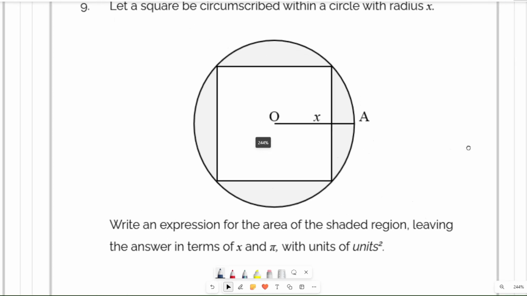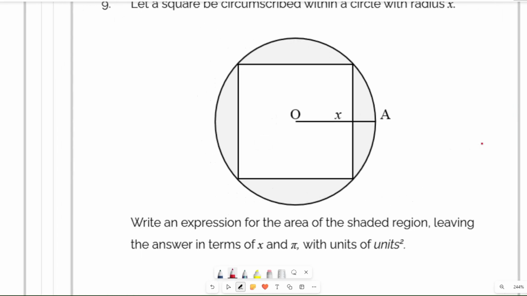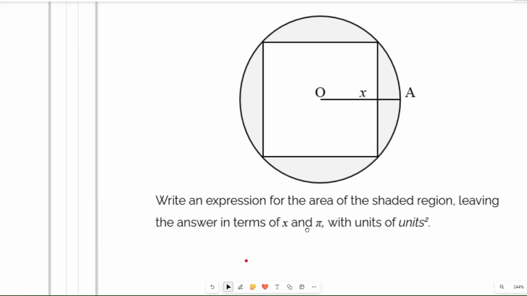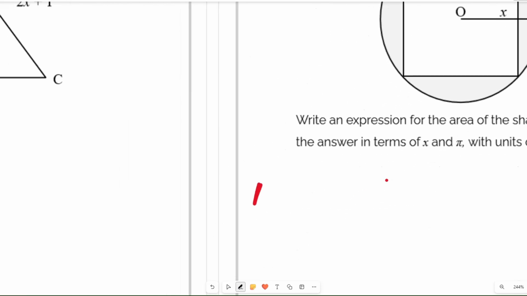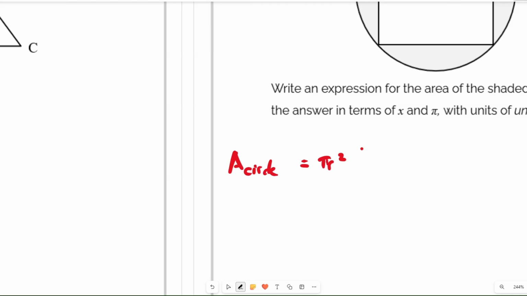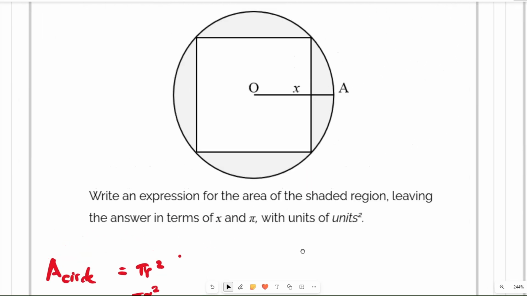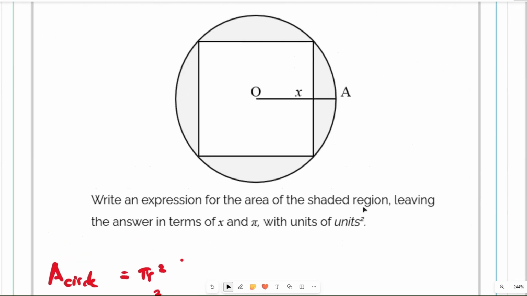What I'm going to do is start drawing on my diagram to try and find the area of something. Because we can work out the area of the circle, right? That's just going to be, circle equals pi r squared, and since we know that the radius is x, we can just say equals pi x squared, can't we? Pi x squared, like so. So we know the area of the circle, but what about the area of the square?